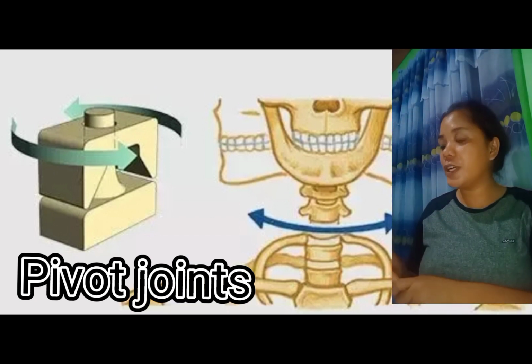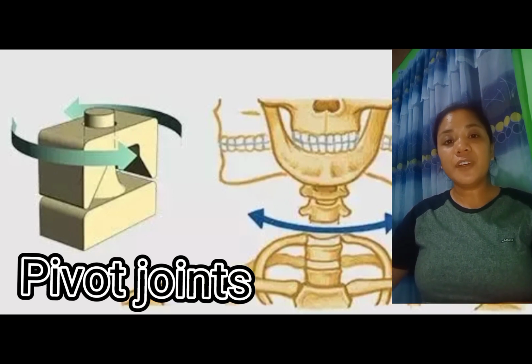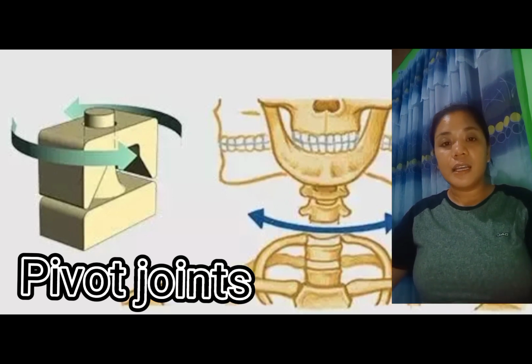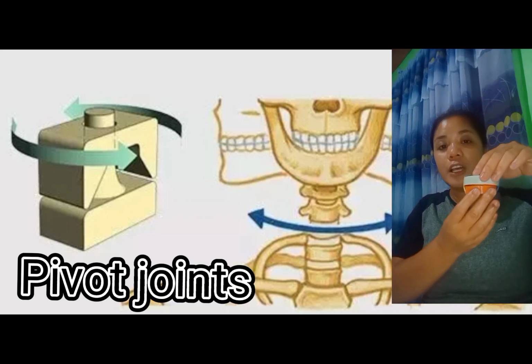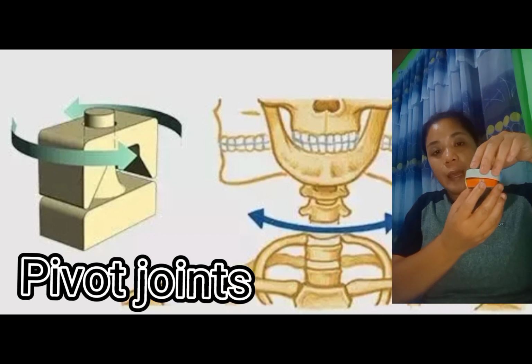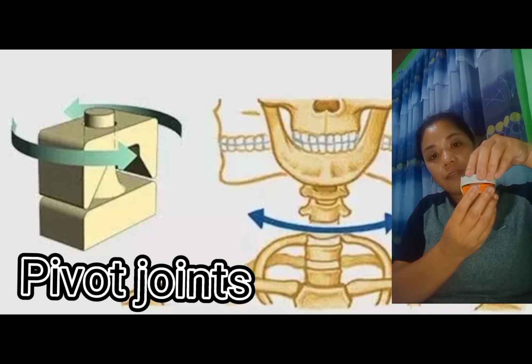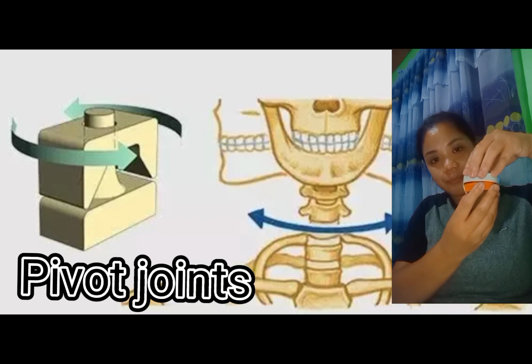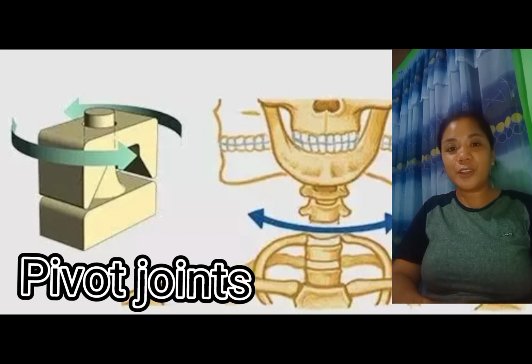And then we have one example of a pivot joint. The pivot joint is found in our neck. And also, this is my model for the pivot joint. Pivot joints can move to the left and to the right, like this. And this is my example of pivot joints.